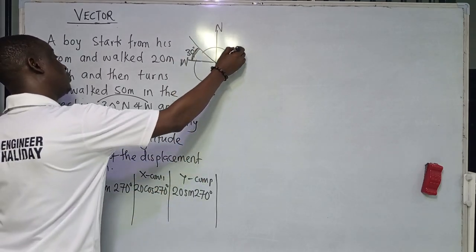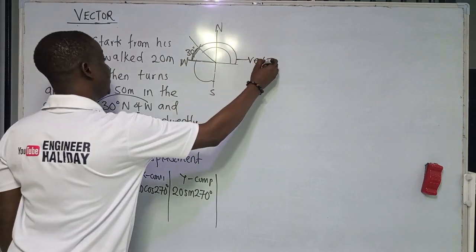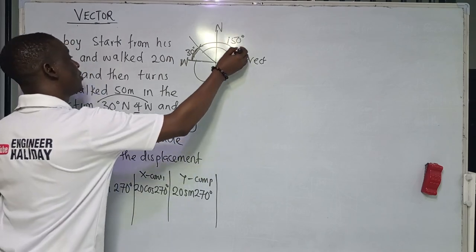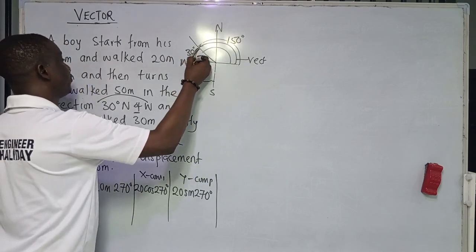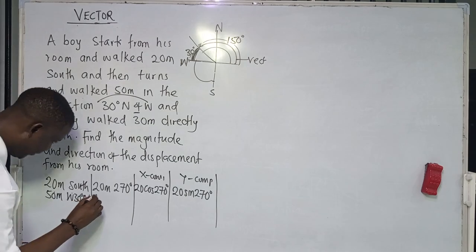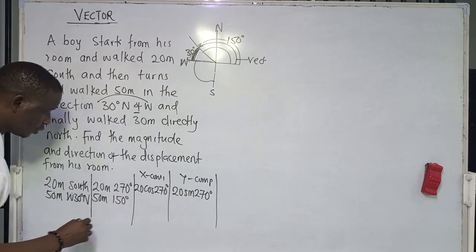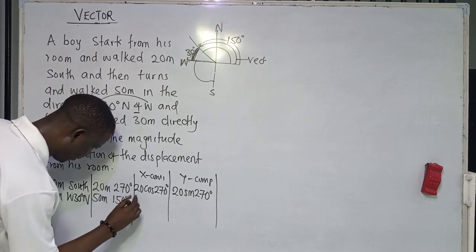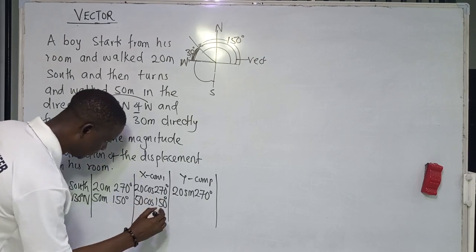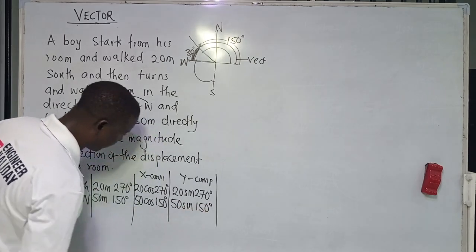So what will be this angle now? This angle, which is the vector angle, is going to be 150 degrees, because from here to this place is 180. If you remove 30 from it, you have 150. So here we have 50 meters, 150 degrees. So this will now be 50 cos 150 degrees, then 50 sin 150 degrees.